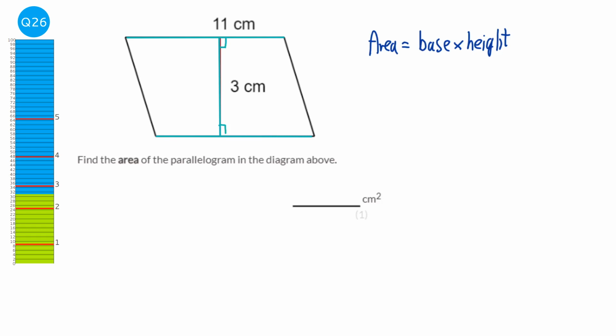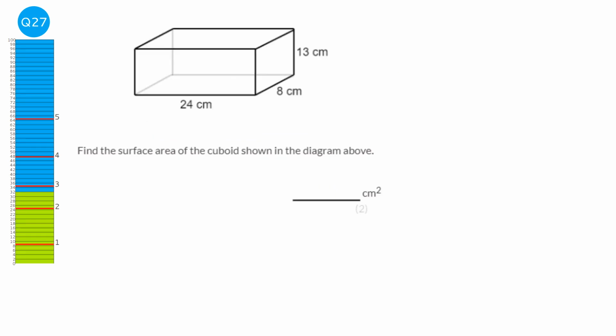So we're going to do the base, which is 11, times the height, which is 3, and that gives us 33. Now both of the base and the height are in centimetres, therefore the area will be centimetres squared, 33 centimetres squared. To find the surface area of the cuboid, I'm just going to label the faces and do them individually. So we've got A, which is 24 by 13.